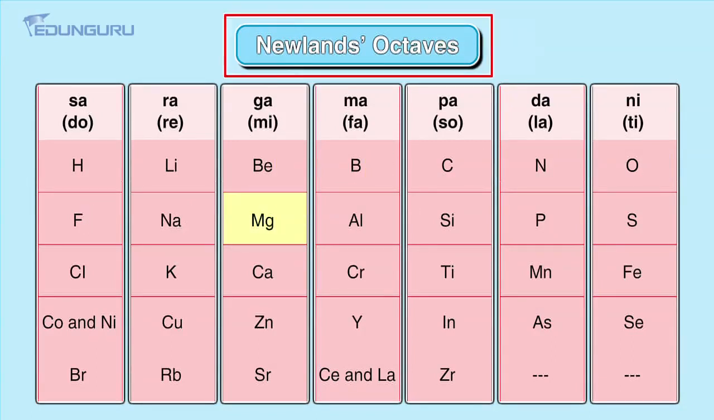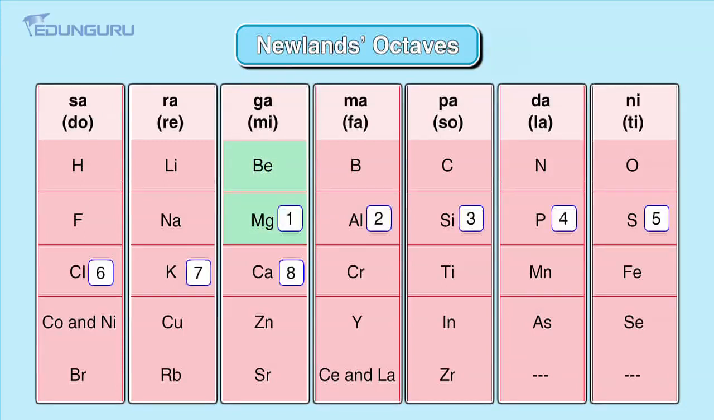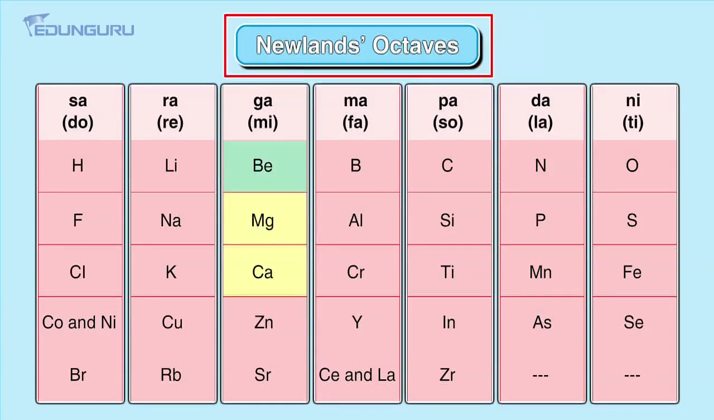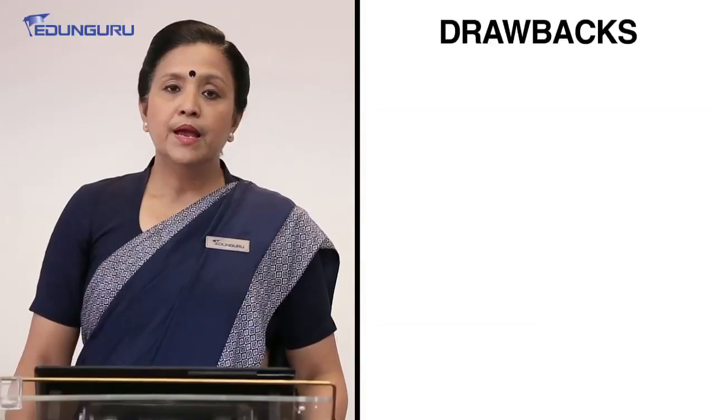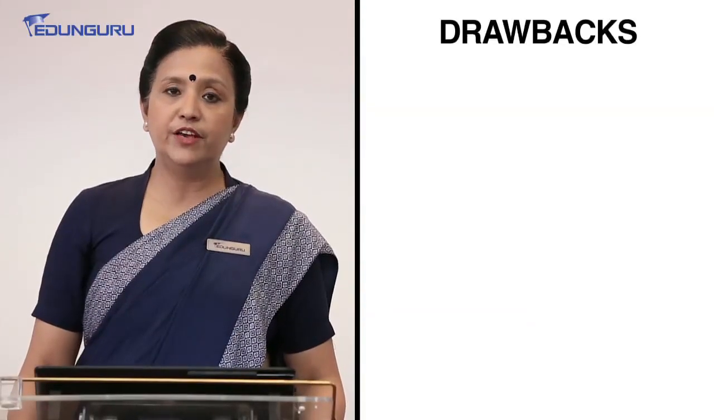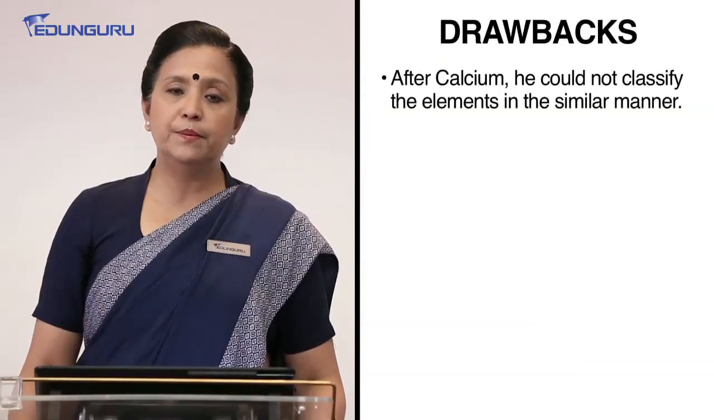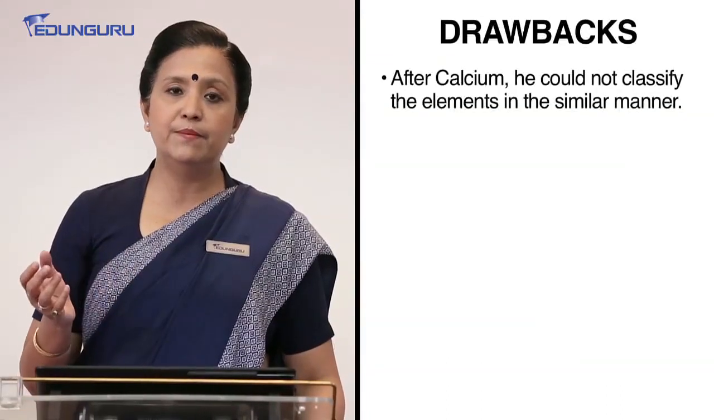Now according to the law of octaves, magnesium should have properties similar to beryllium, and it was found to be correct. From magnesium, the 8th element would be calcium, and again it was found that calcium has properties similar to that of magnesium. So the law of octaves, that the 8th element has similar properties to the first element, had been proved. But the drawback of this classification was that after calcium, he could not classify the elements in the similar manner.